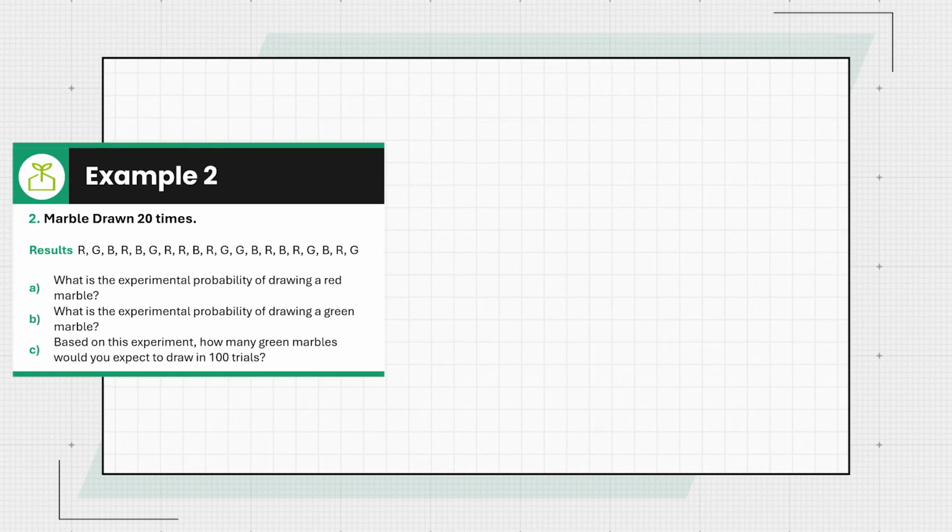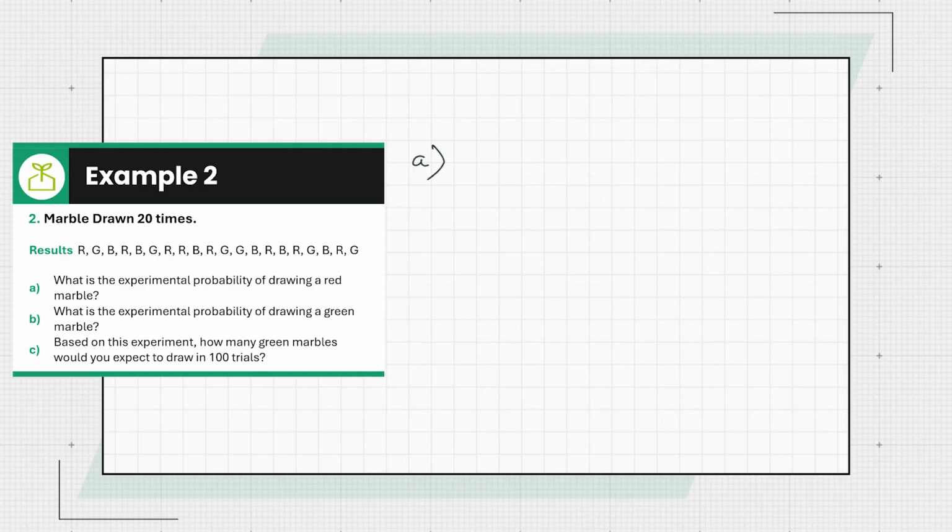Alright, so this one here is one for you to practice. We have a marble being drawn from a bag randomly 20 times, and there are 3 different colors, red, green, and blue. So give this one a go, pause the video, and then I will solve it. Alright, let's get started. So for our first one A, we have to work out what an experimental probability of drawing a red marble is.